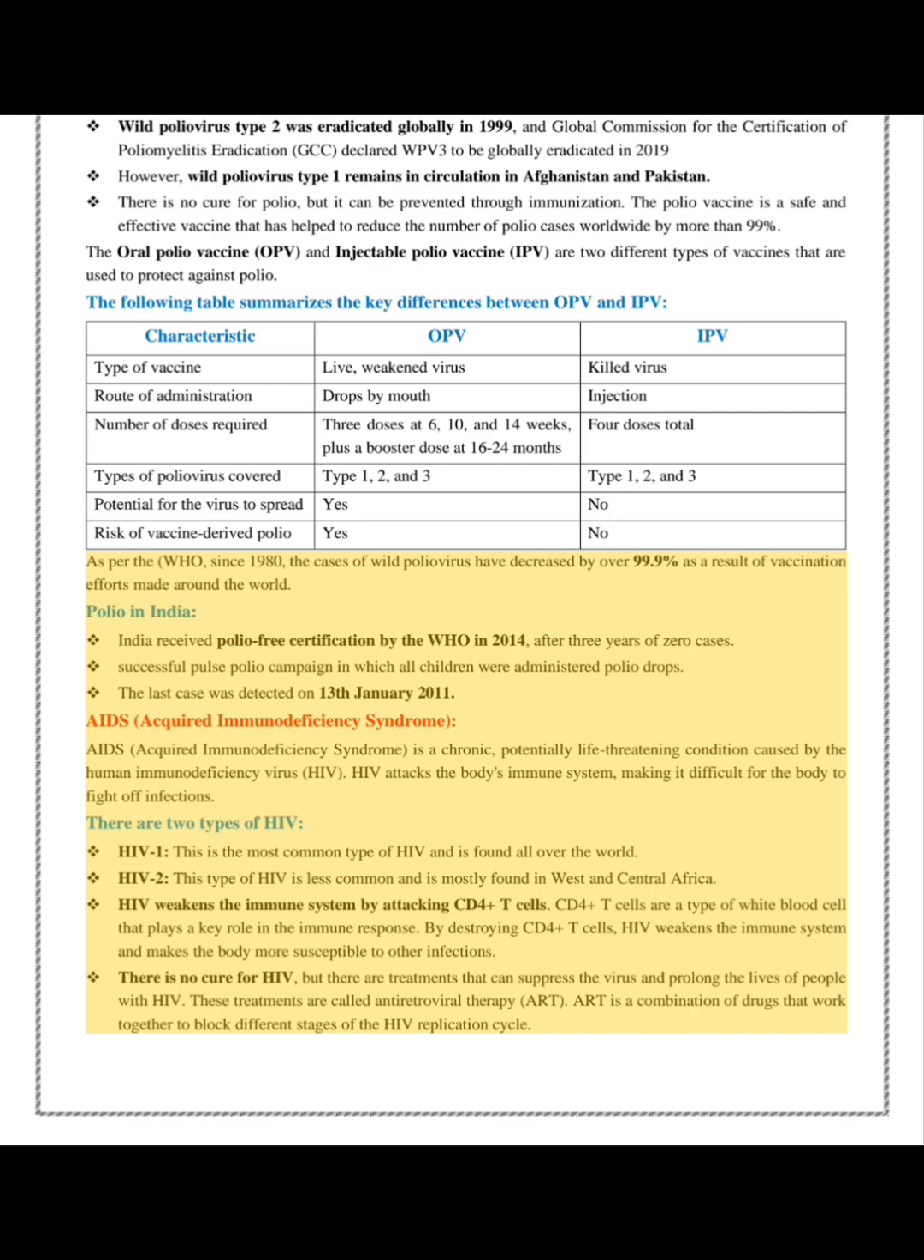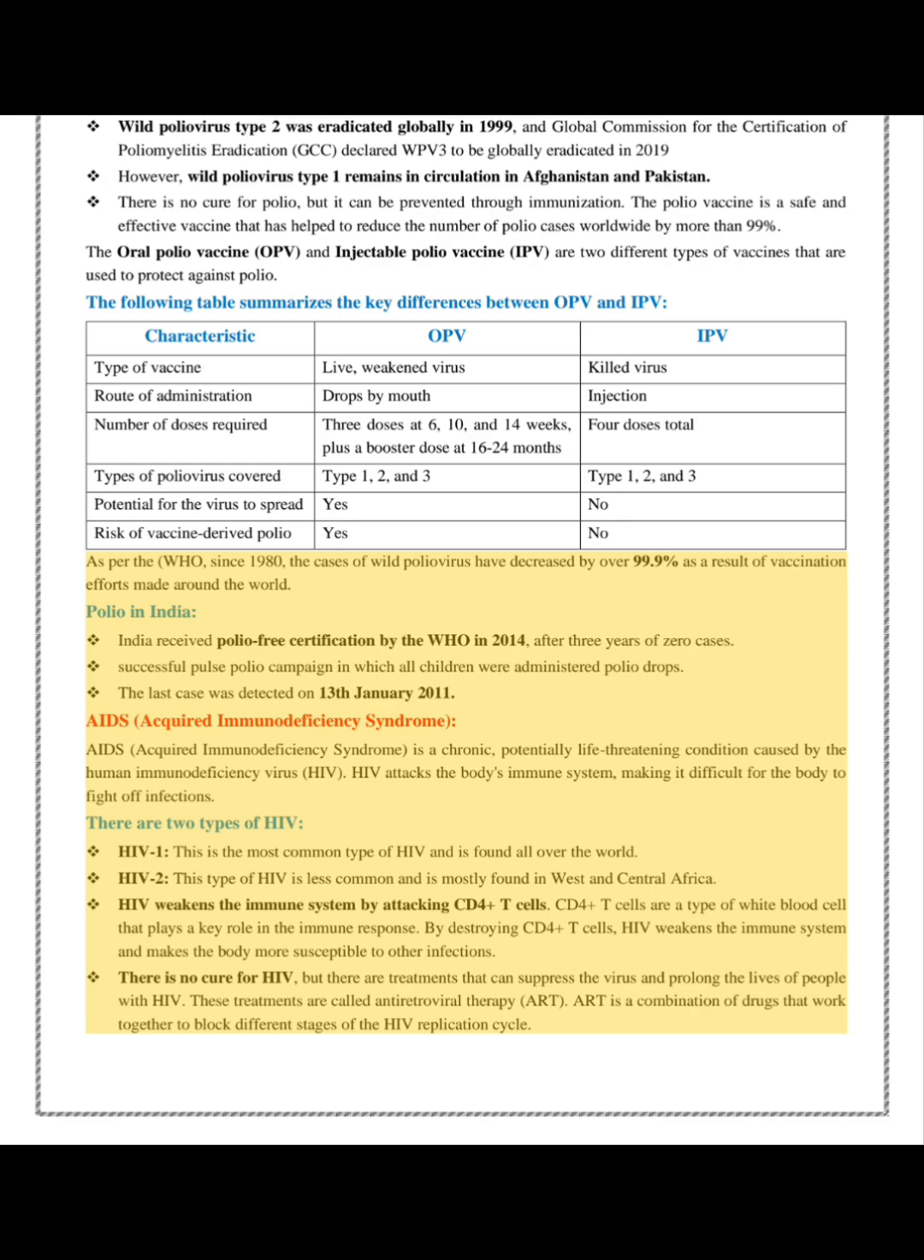HIV weakens the immune system by attacking CD4 plus T cells. CD4 plus T cells are a type of white blood cell that plays a key role in the immune response. By destroying CD4 plus T cells, HIV weakens the immune system and makes the body more susceptible to other infections. There is no cure for HIV, but there are treatments that can suppress the virus and prolong the lives of people with HIV. These treatments are called antiretroviral therapy, ART.